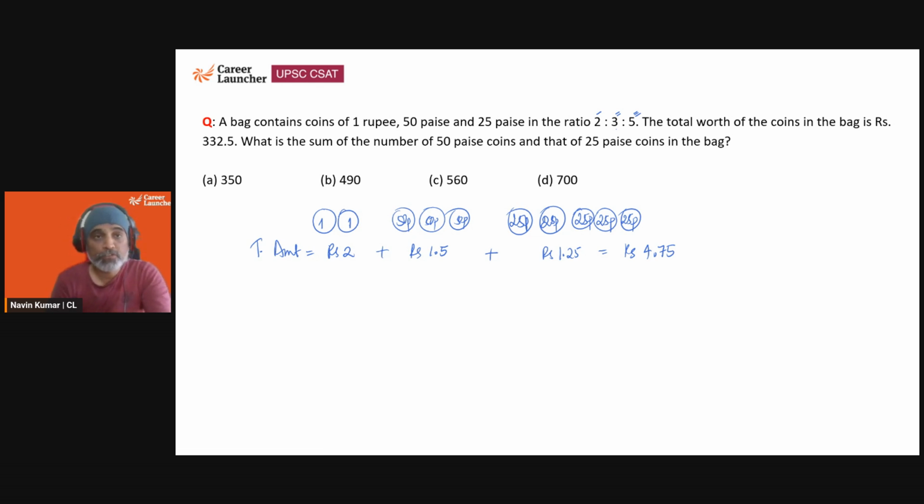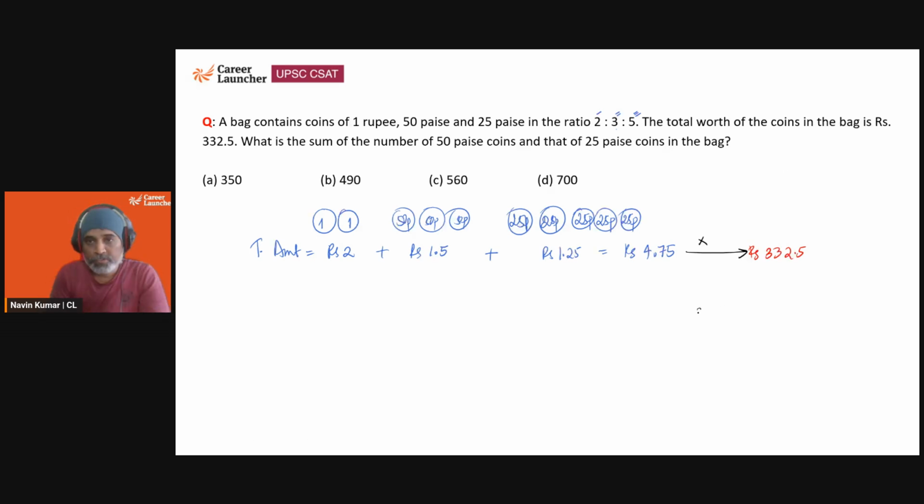So what we have got is 4.75, but we are told that it's basically 332.5. So how many times is this? 4.75 into what will result in 332.5? The number of times this amount becomes is the number of times each of the coin types we are going to have. So we need to find out the value: 332.5 divided by 4.75.